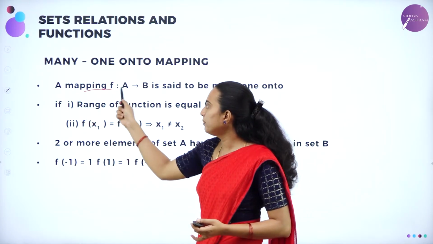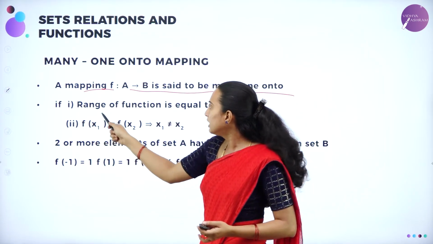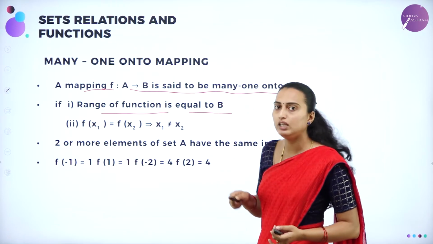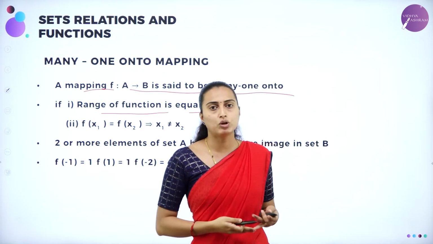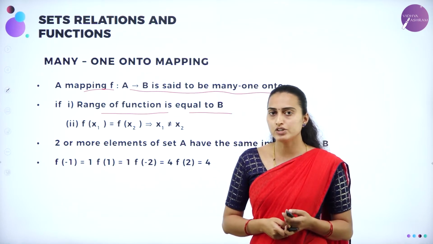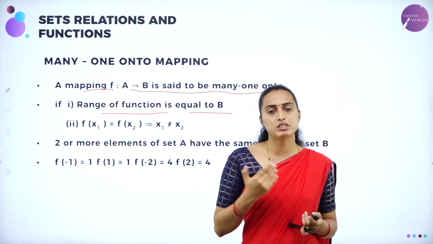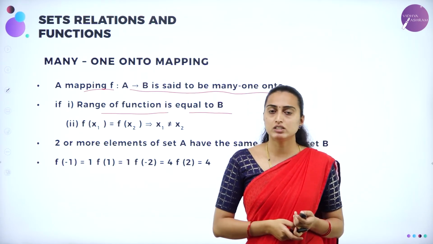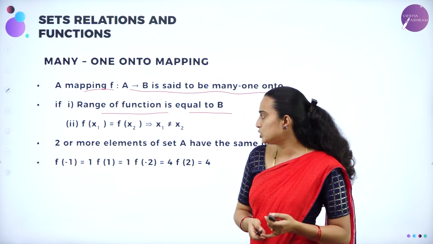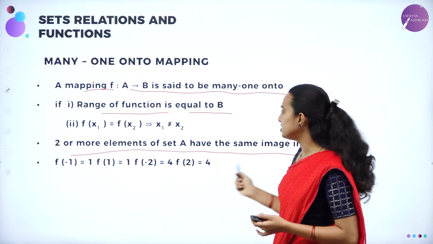A mapping f from A to B is said to be a many to one and onto function if the range of the function is equal to B. That's it. Whenever the codomain set is equal to the range, it is known as an onto function. But many to one means two or more elements of set A have the same image in set B. It is called many to one.